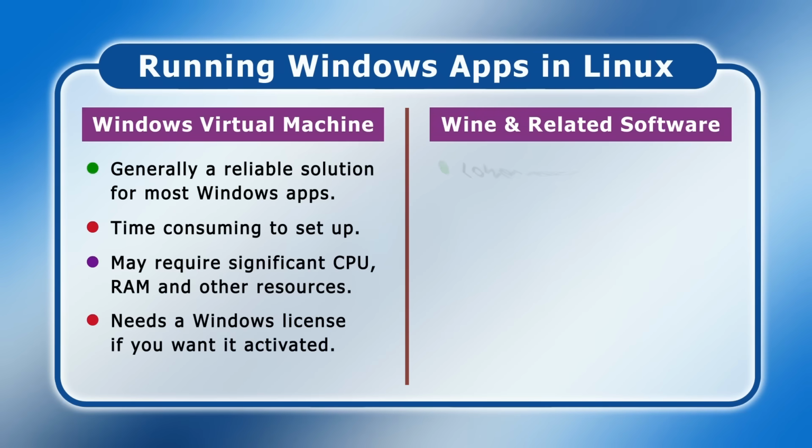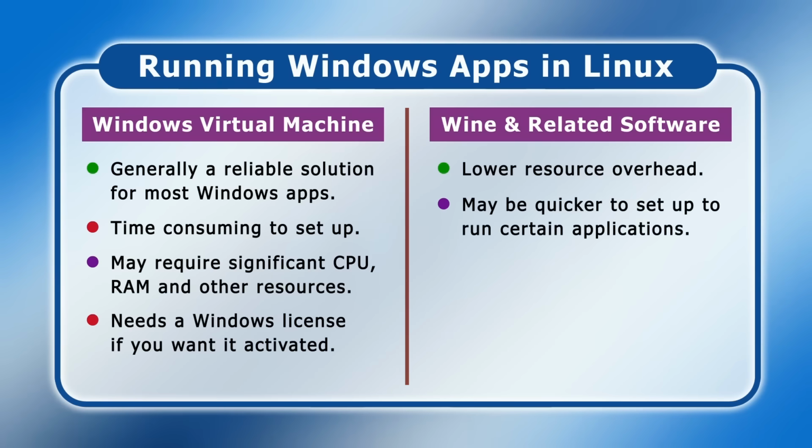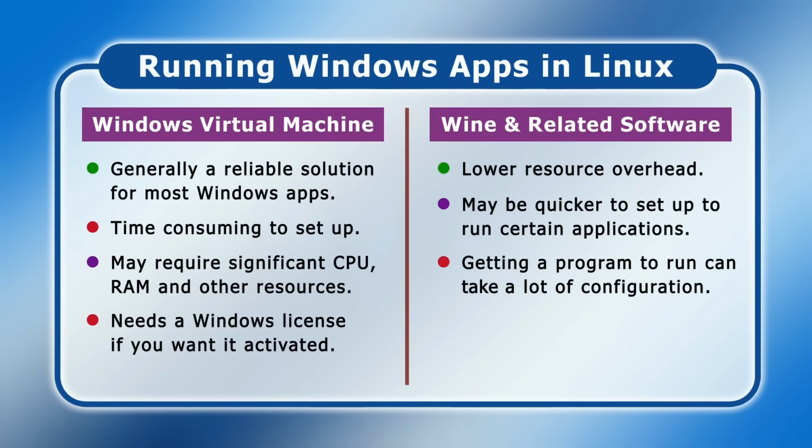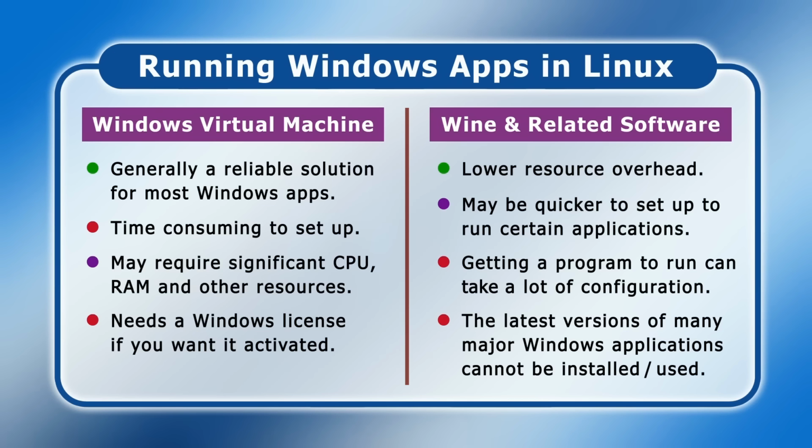In contrast, Wine has a lower resource overhead, and so may be a better option for running Windows programs on lower specification hardware that may struggle to run two operating systems at the same time. In addition, a Wine solution may be quicker to set up to run certain applications. However, this is by no means always the case, as getting a program to run using Wine can take considerable configuration. What's more, the latest versions of many major Windows applications are either not installable or not usable under Wine. And so, Wine needs to be viewed as a tool whose usefulness depends on the specific Windows applications you need to run.